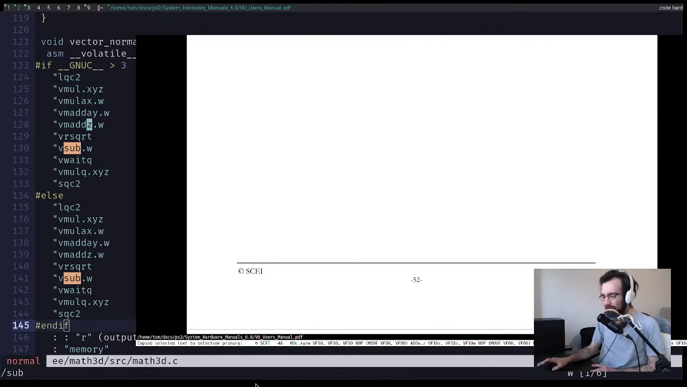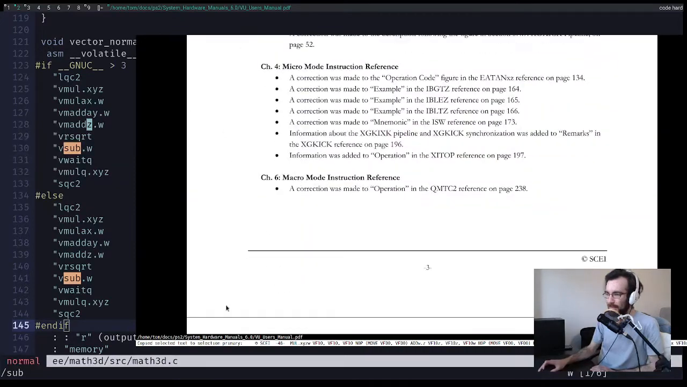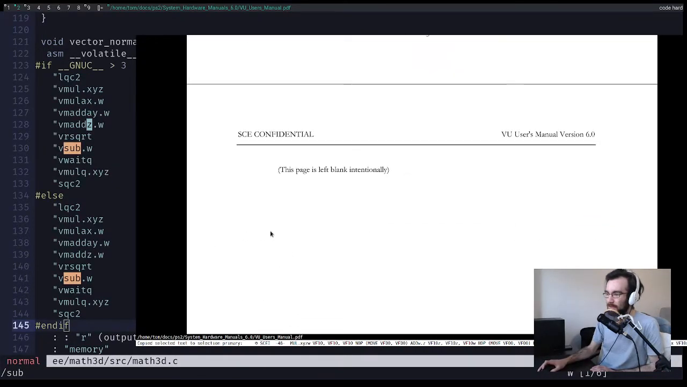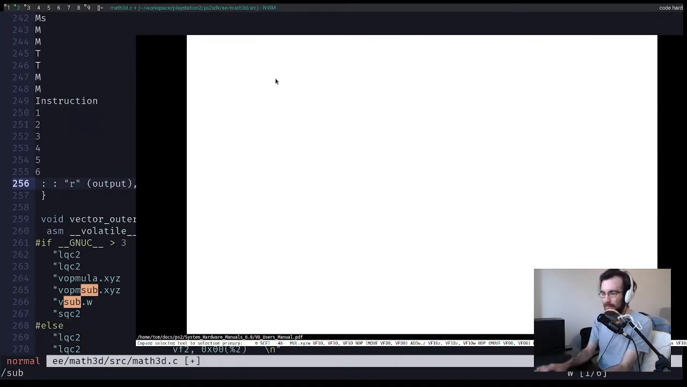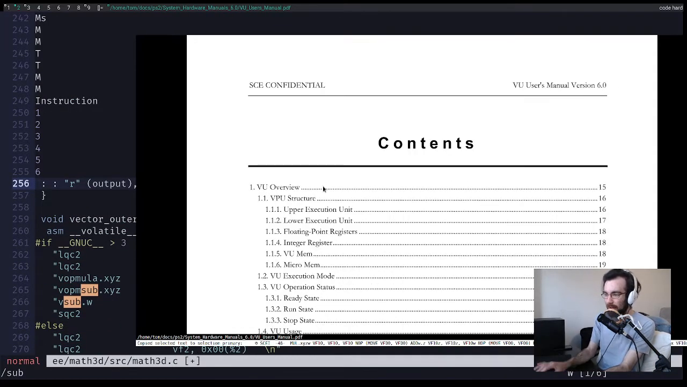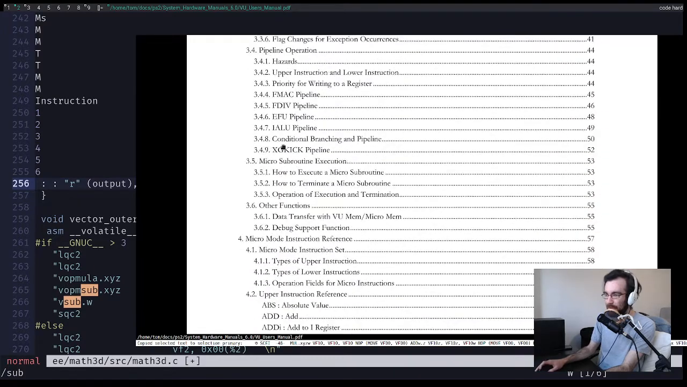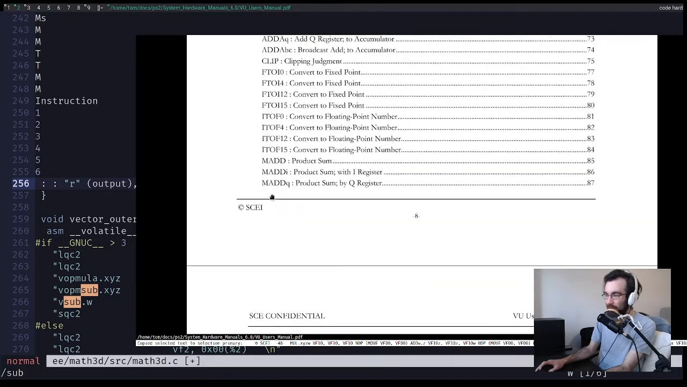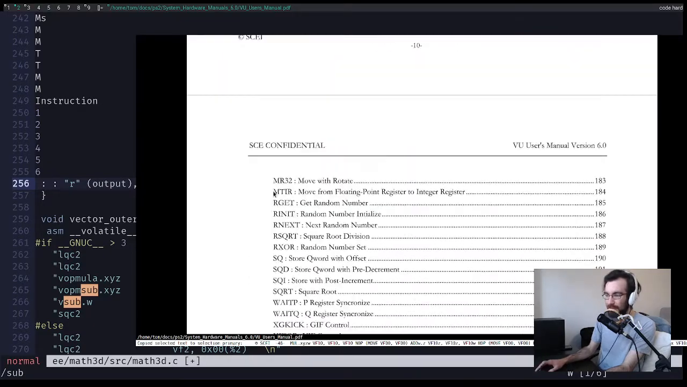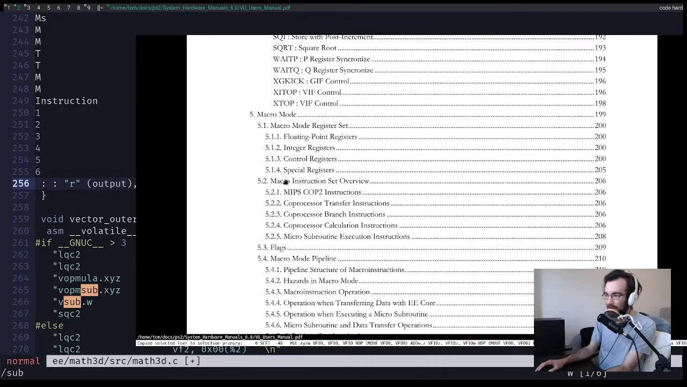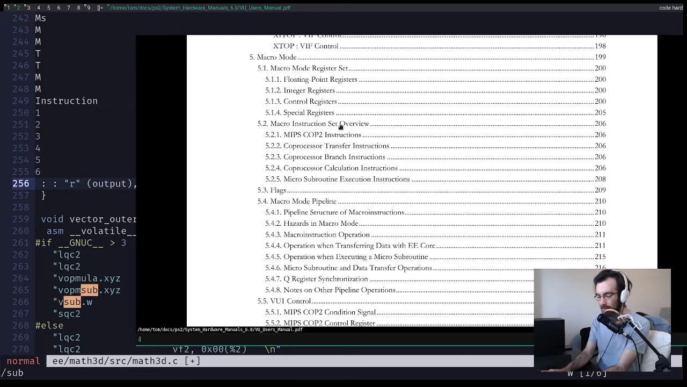So this is micro. We don't want micro, we want macro. Where's macro mode? Where's that described? Okay, I'm scrolling like a scrub. VPU execution mode, micro mode. So it must be chapter 4, micro mode. Chapter 5, lower instructions. Macro mode, here we go. Macro mode instruction set. MIPS. Yeah, okay, so 206.